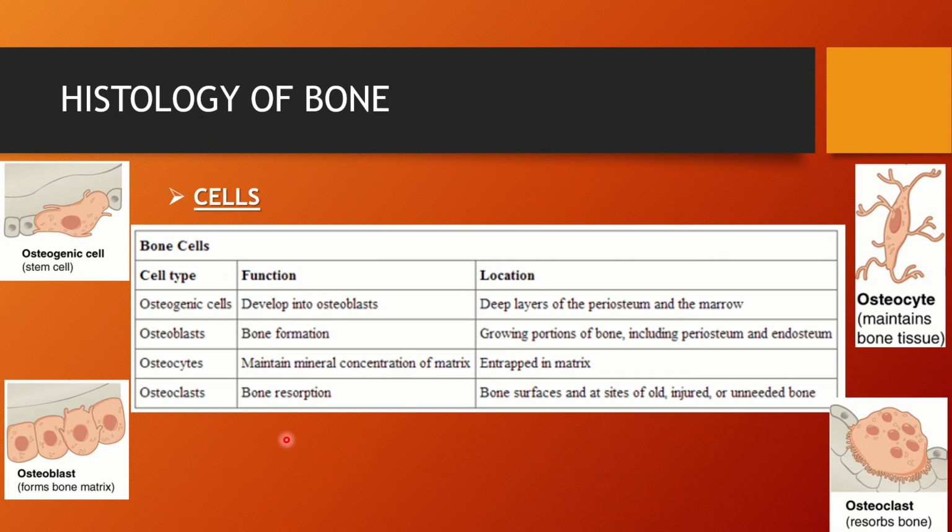Now the bone cells. There are basically 4 types of cells in the bone: the osteogenic cells, the osteoblasts, the osteocytes, and the osteoclasts. The osteogenic cells or osteoprogenitor cells are the stem cells. What are stem cells? Stem cells are cells which can divide mitotically and produce their own progeny as well as some specialized other cells.